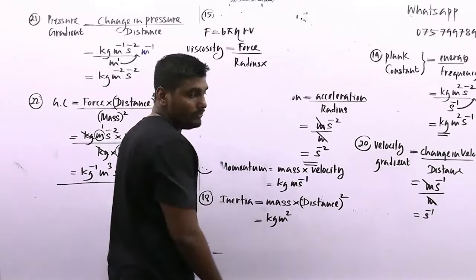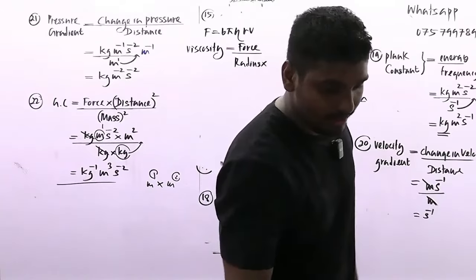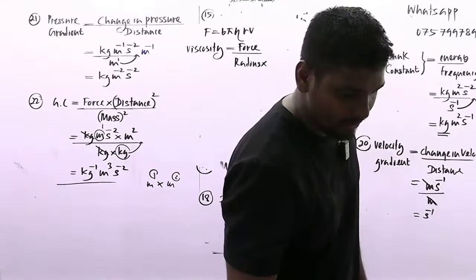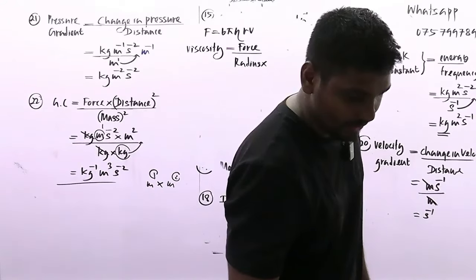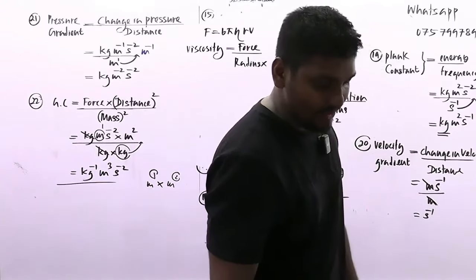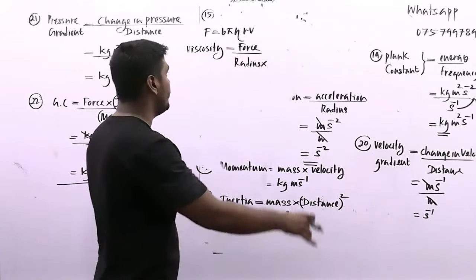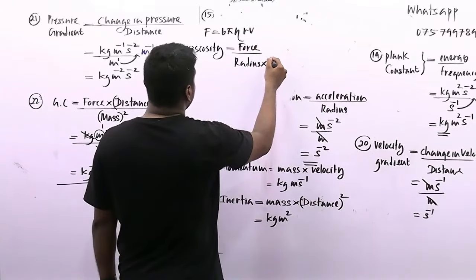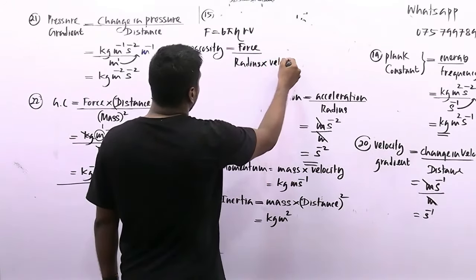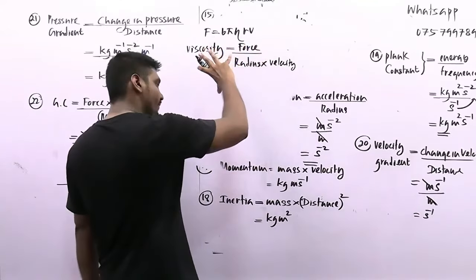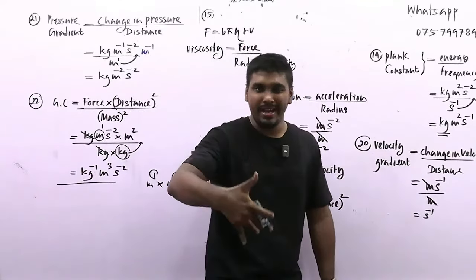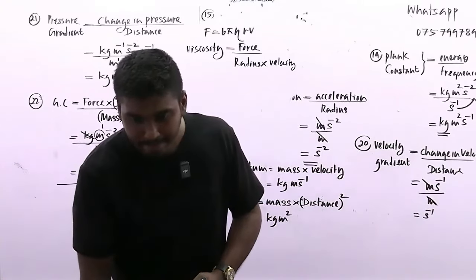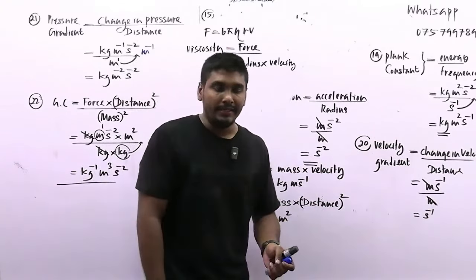Now they mentioned there the coefficient of viscosity. What shall we do now? We'll neglect that question. This is the equation: viscosity means force over radius into velocity. But we'll neglect that question because you don't have any idea about viscosity yet, and that's completely all right. That is the story.